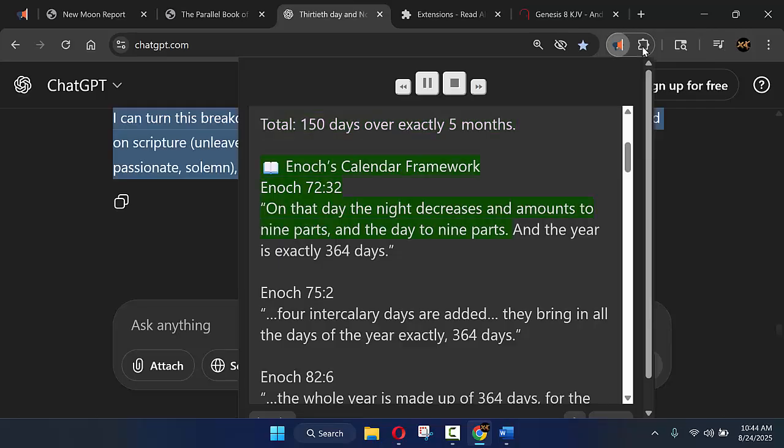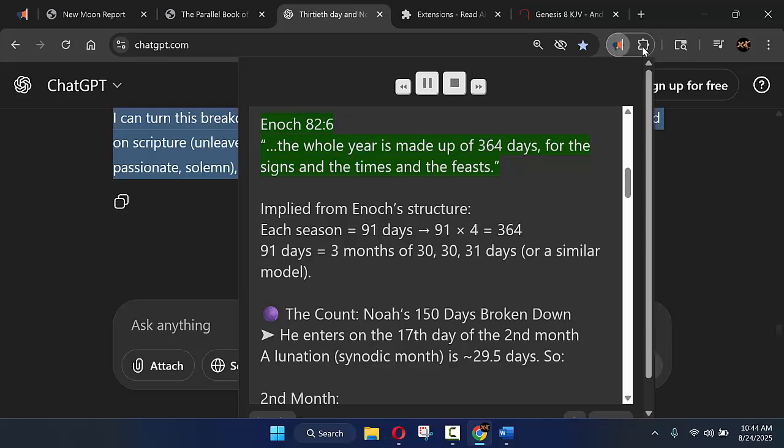Open book: Enoch's calendar framework. Enoch 72:32. On that day the night decreases and amounts to 9 parts, and the day to 9 parts. And the year is exactly 364 days. Enoch 75:2, 4 intercalary days are added. They bring in all the days of the year exactly, 364 days. Enoch 82:6, the whole year is made up of 364 days, for the signs and the times and the feasts. Implied from Enoch's structure, each season equals 91 days. 91 times 4 equals 364. 91 days equals 3 months of 30, 31 days, or a similar model.